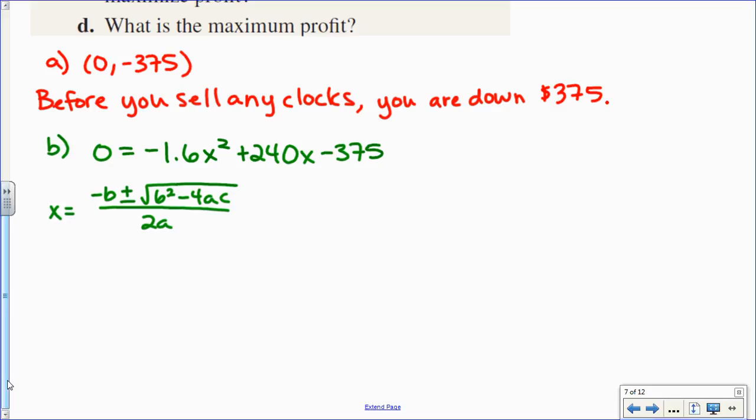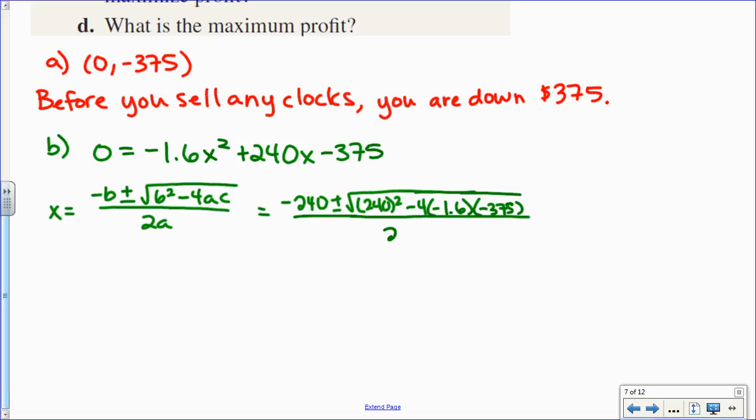Let's plug in our numbers. Opposite of b would be negative 240 plus or minus the square root of b squared, so 240 squared minus 4 times a. What's a? Negative 1.6. Times c. What's c? Negative 375, all over 2a. When you do this, calculate the discriminant part first. What's under the radical? Do that part first.